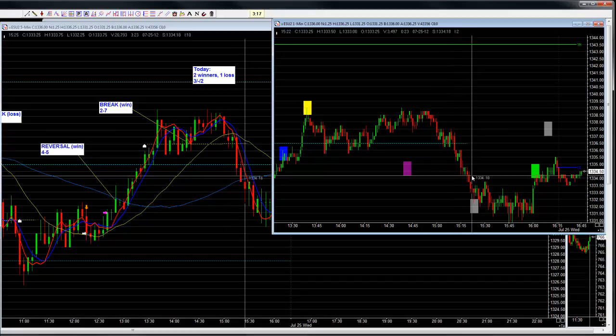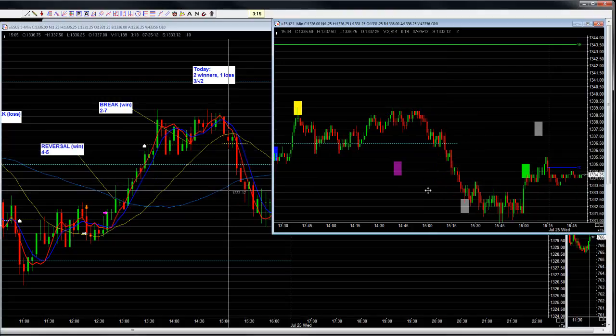But in the end, the market pushed back down, and from there we pushed a bit lower and then dealt sideways, and that was the day.